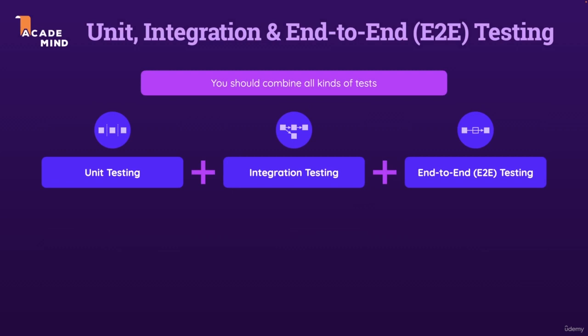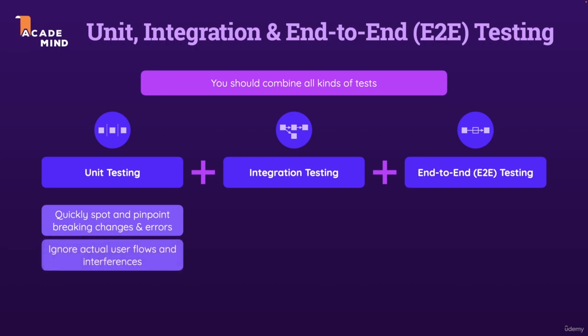You should write unit tests, you should then also add some integration tests, and you typically also want to add some end-to-end tests for those important user behaviors and complete processes that take place inside of your app. You want to have unit tests because those allow you to quickly spot and pinpoint breaking changes. With unit tests, it's easy to tell which part of the application is affected by a change because you test all these parts individually. But of course, unit tests do ignore the actual user flows and interferences.